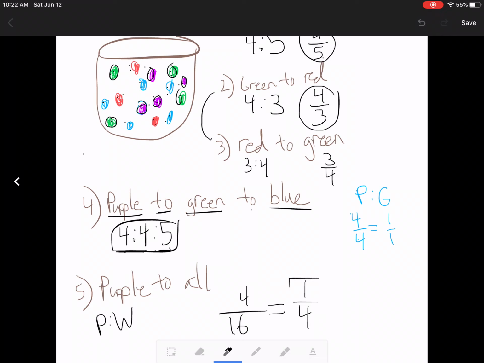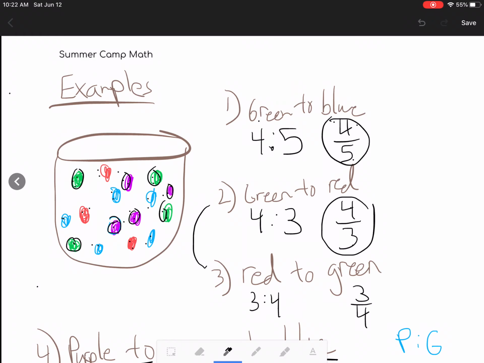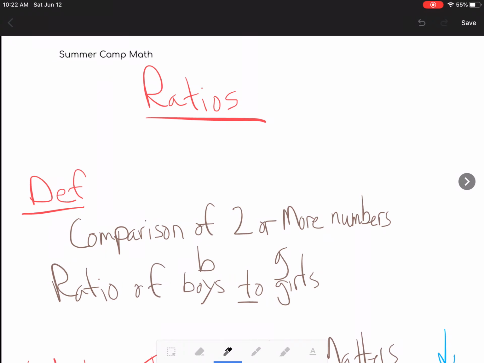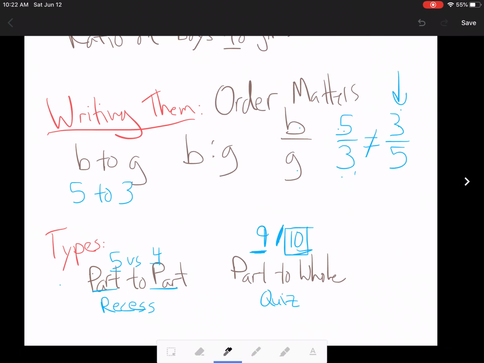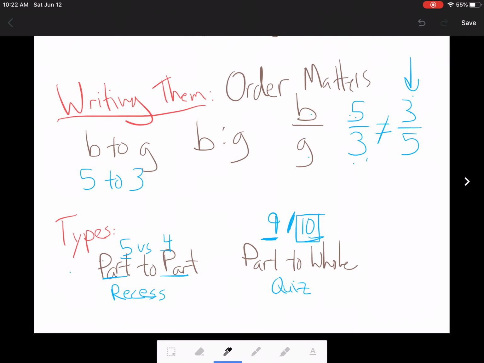And so that's just what I wanted to go over today with ratios. The big idea, we're comparing two or more numbers. We have a couple ways of writing them. And the other really, really big idea is we have the two types. We have part to part, and we have part to whole.